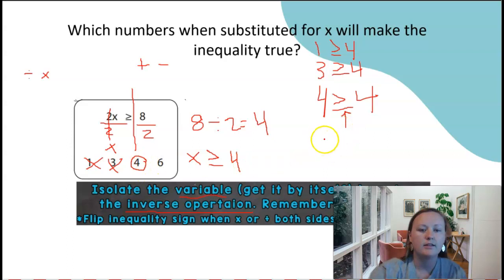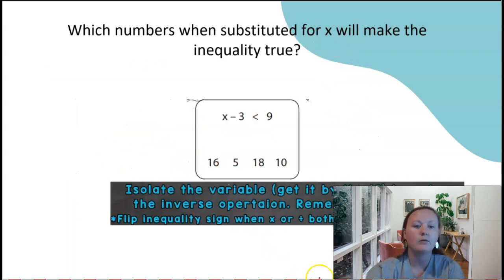And the next one, 6. 6 is greater than or equal to 4. 6 is greater than 4. So we'll circle that one. That makes that inequality true. Let's do another one. X minus 3 is less than 9.